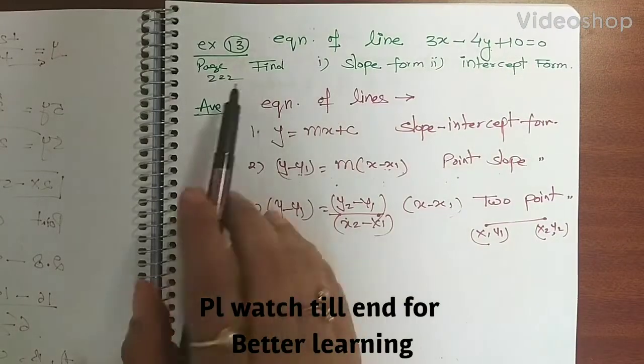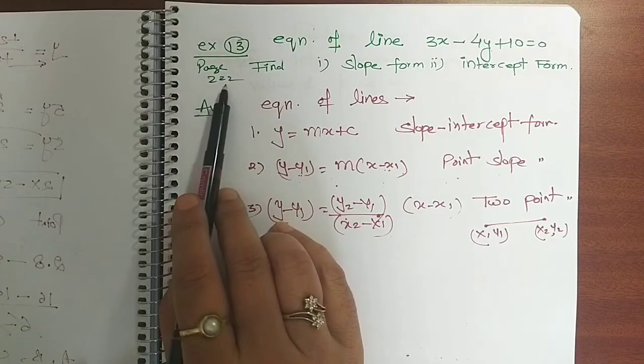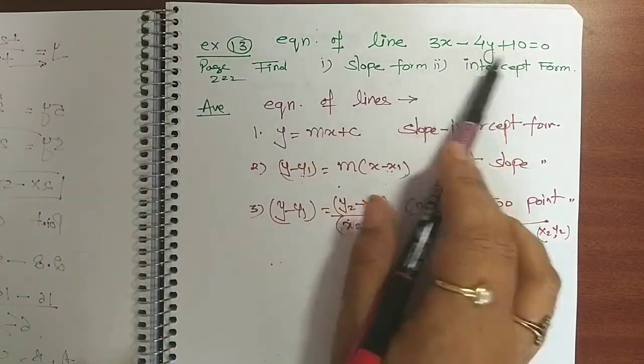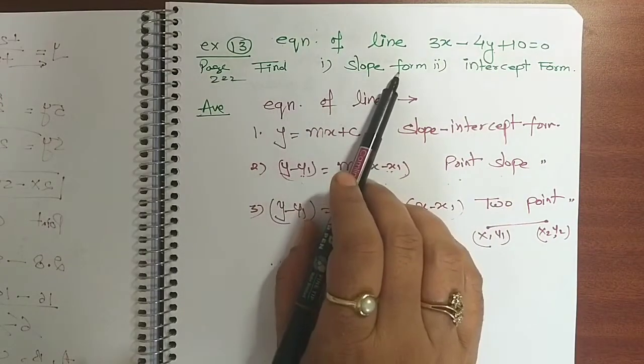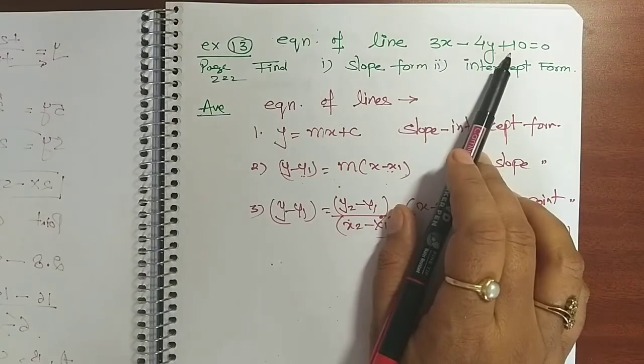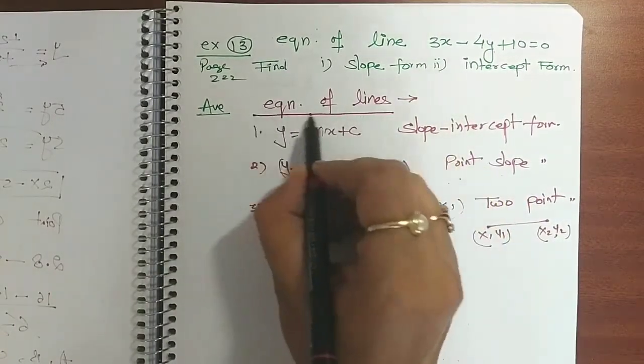Hello everyone. Today we will see example number 13 on page number 221 on NCERT book. It says equation of line is this. Find the slope form and intercept form of the given line. Okay. So we should be familiar with the different equations of line.